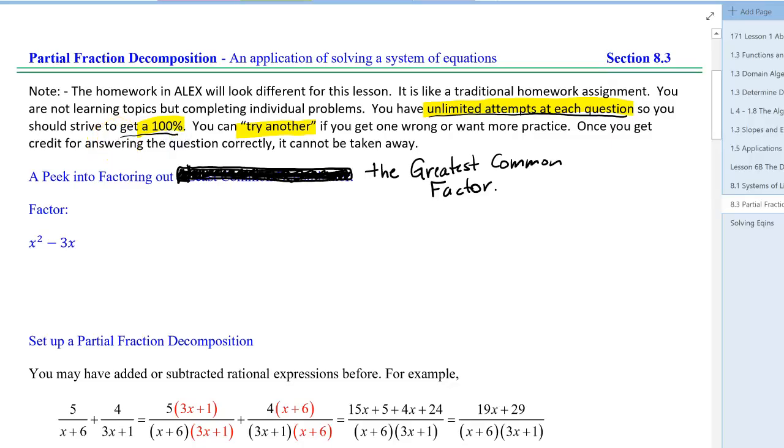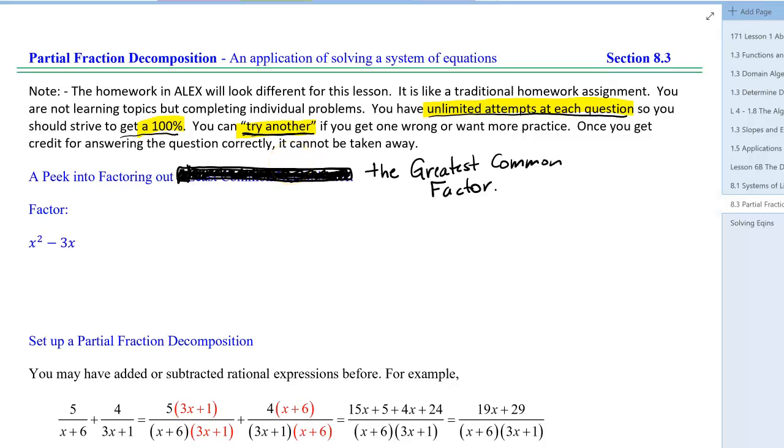If you should miss a problem, you can click on try another, and it will give you another problem to try. And you can keep doing that until you get credit for that problem. You can also use this try another button in homework assignments in ALEKS to get more practice. Know that once you get credit for answering the question correctly, it cannot be taken away. In other words, if you try another after you've gotten a problem right and you get the next one wrong, you will not lose credit for that problem. So it's a good way to get some additional practice.